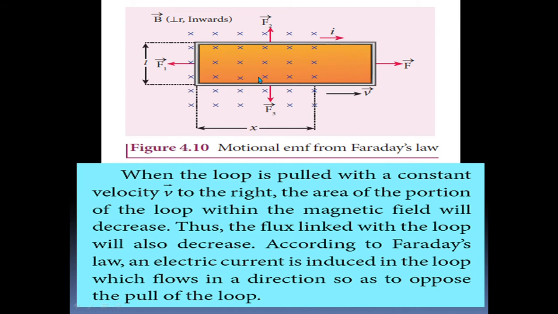According to Faraday's law, an electric current is induced in the loop which flows in a direction so as to oppose the pull of the loop.